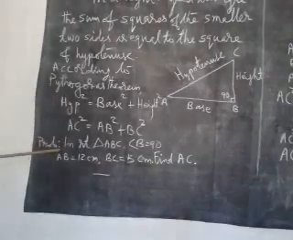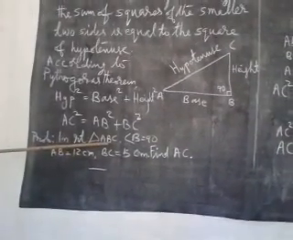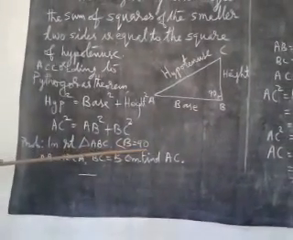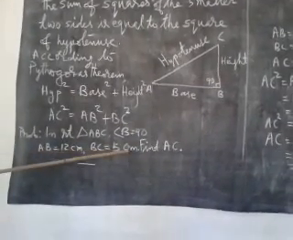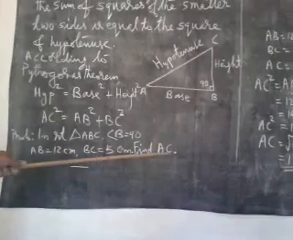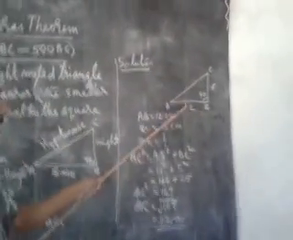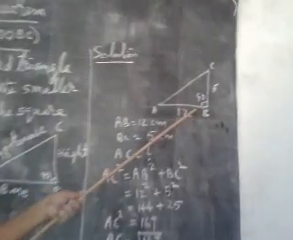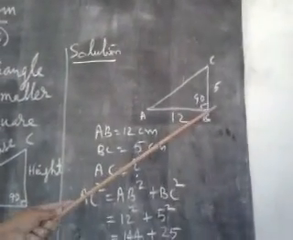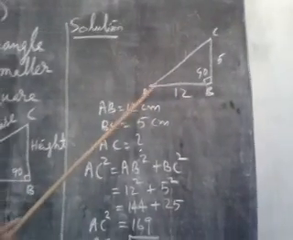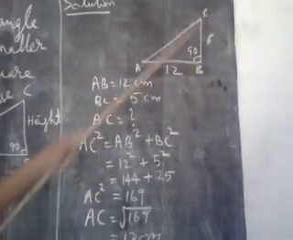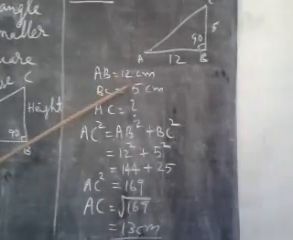For example, a problem. In a right-angled triangle ABC, angle B equals 90 degrees. AB equals 12 centimeters, BC equals 5 centimeters. Find the length of AC. Solution. This is the figure. It is a right-angled triangle, with the right angle at B. AB is given as 12, BC equals 5.